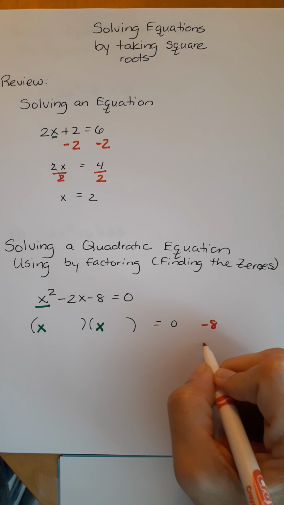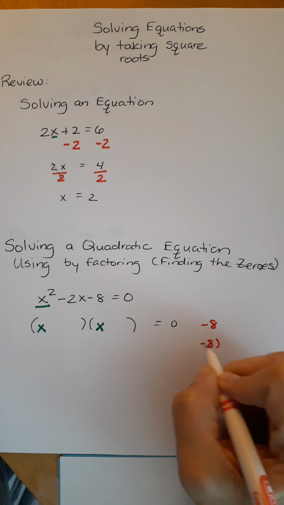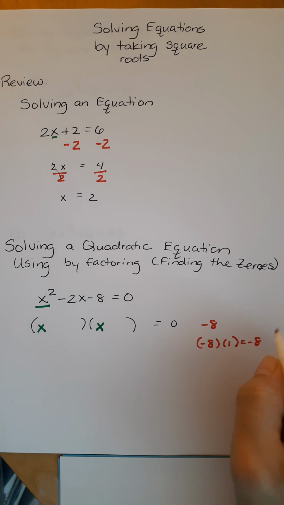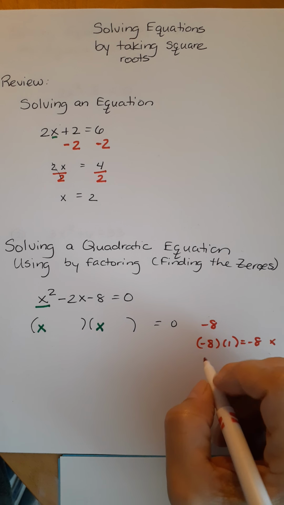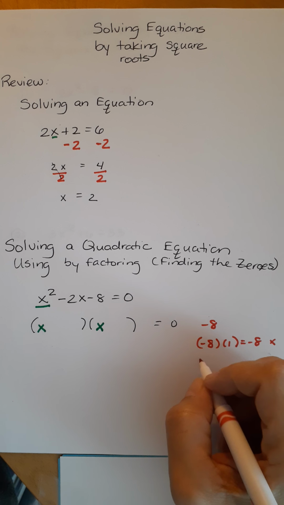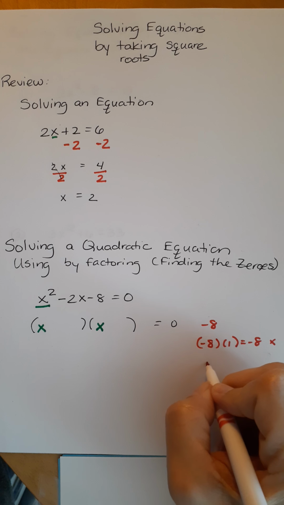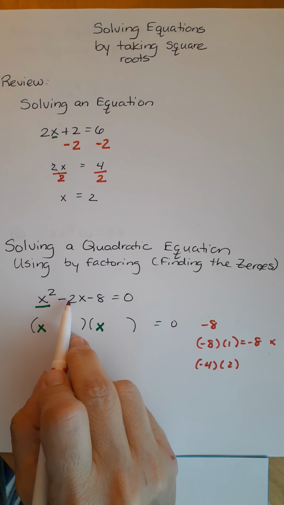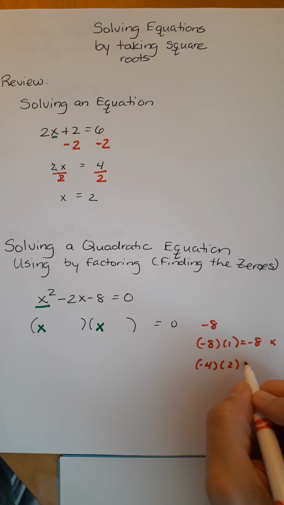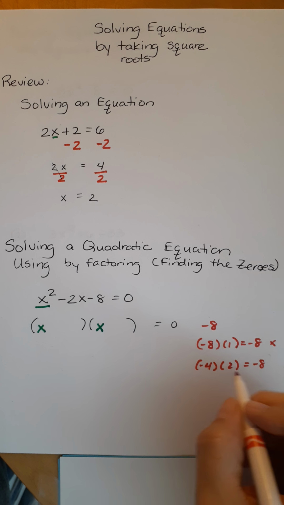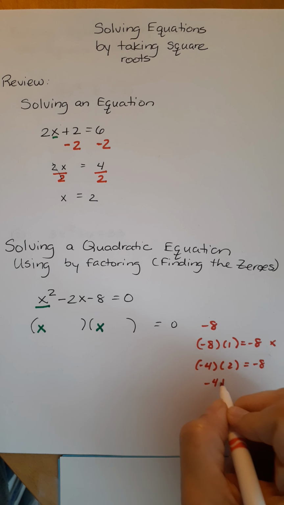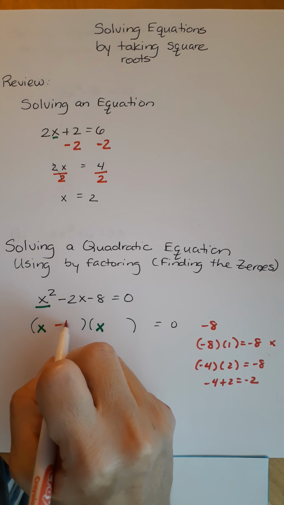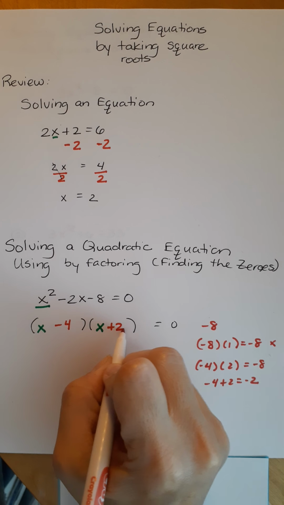So we'll start with negative 8 times 1, which is negative 8. But when I add them, I get negative 7. So that's not the answer. Then we'll try 4 times 2, and I'm going to make the 4 negative because my middle term is negative. When I multiply, I get negative 8, and when I add them, lo and behold, I get negative 2. And that's my answer. So x minus 4 times x plus 2.